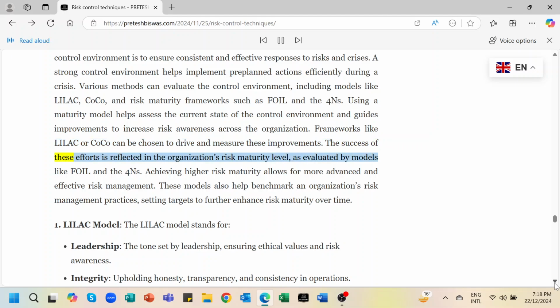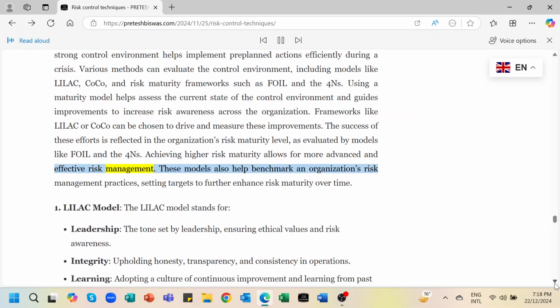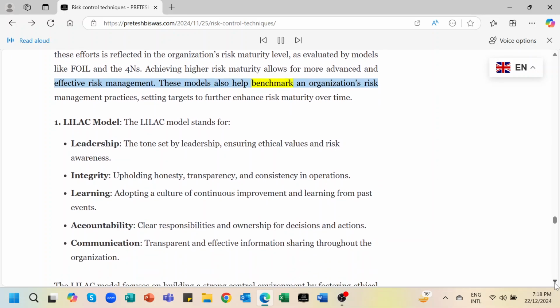The success of these efforts is reflected in the organization's risk maturity level, as evaluated by models like FOIL and the 4NS. Achieving higher risk maturity allows for more advanced and effective risk management. These models also help benchmark an organization's risk management practices, setting targets to further enhance risk maturity over time.